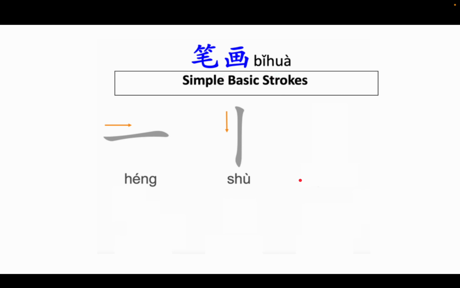Next, 撇. 撇. Of course, 撇 is from right to left. Downward to left.